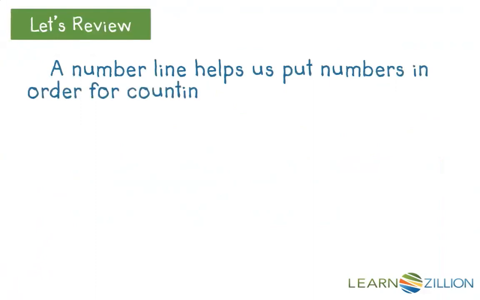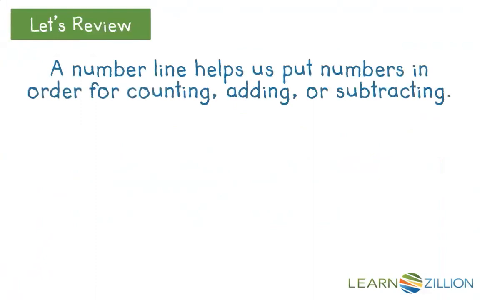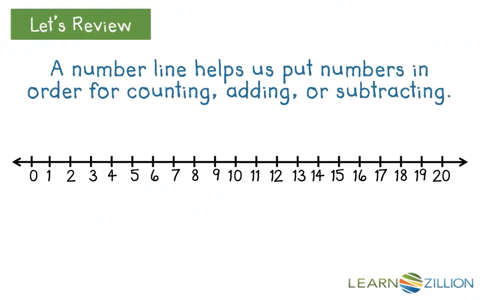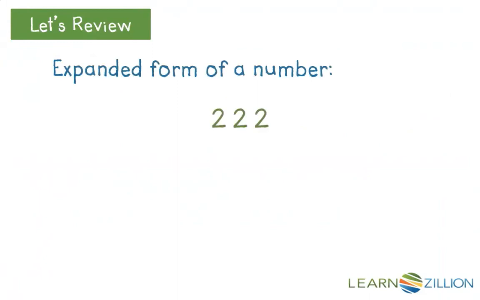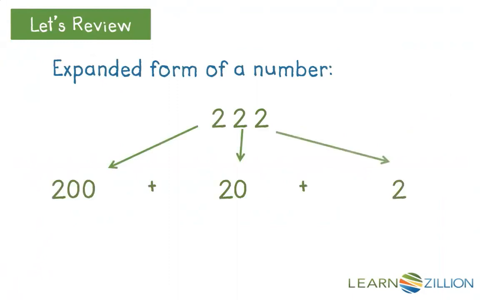Remember that a number line helps us put numbers in order for counting, adding, or subtracting. On a number line, we can jump by 1s, 2s, 5s, or even 10s to find the difference. When we use expanded form of a number, we are taking a number and stretching it out to show the values of each digit. So the expanded form of 222 is 200 plus 20 plus 2.